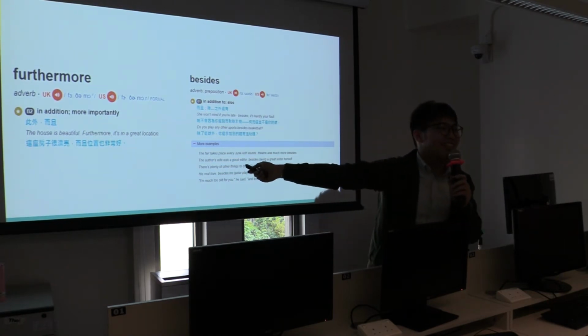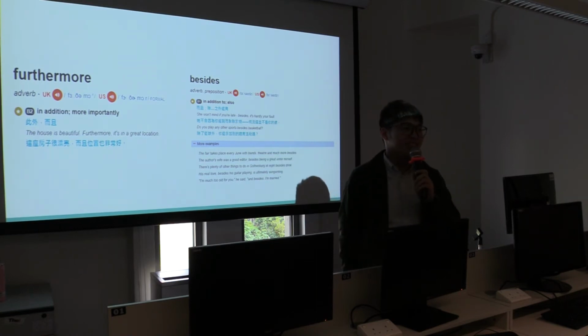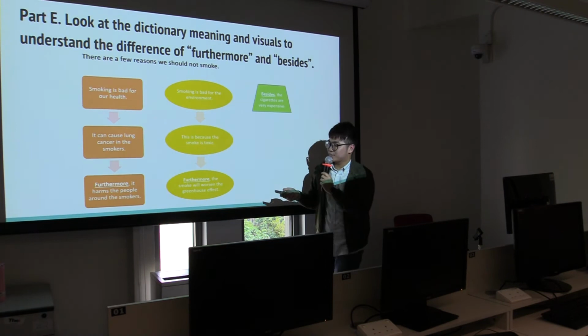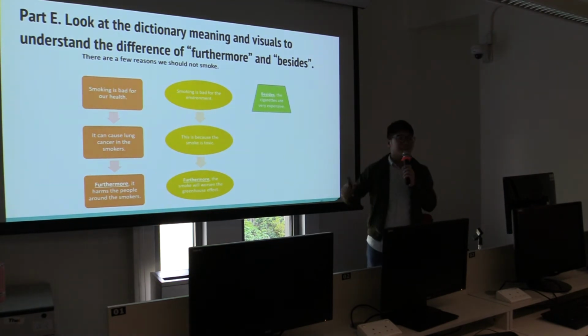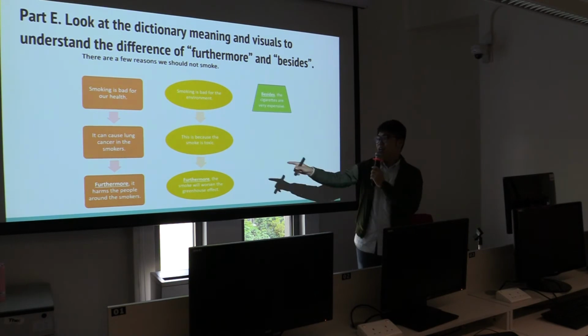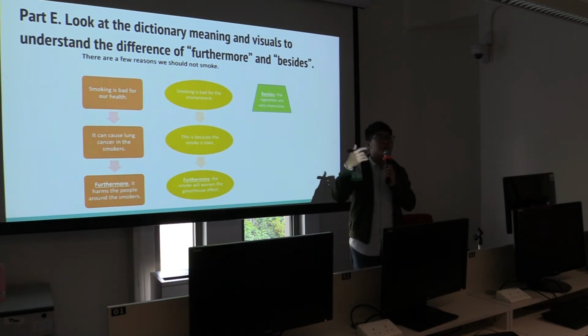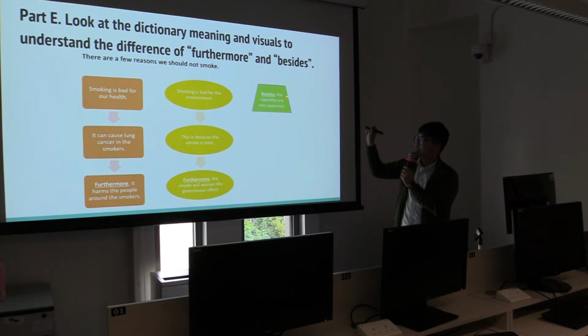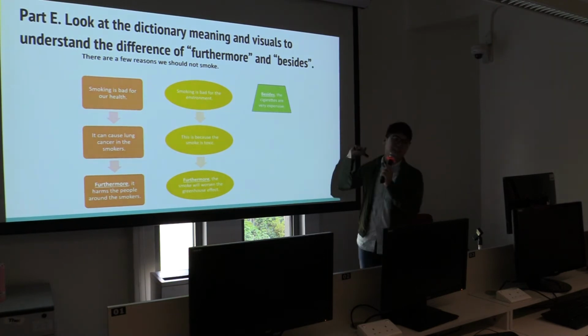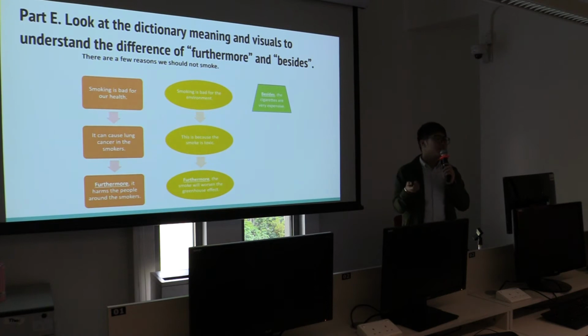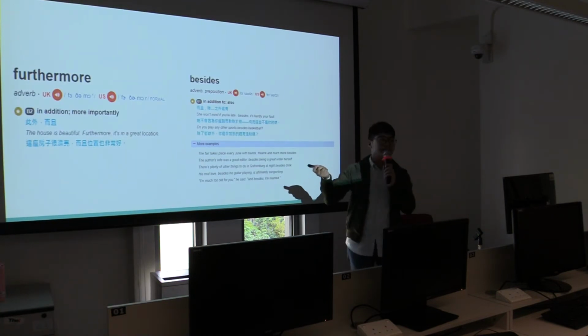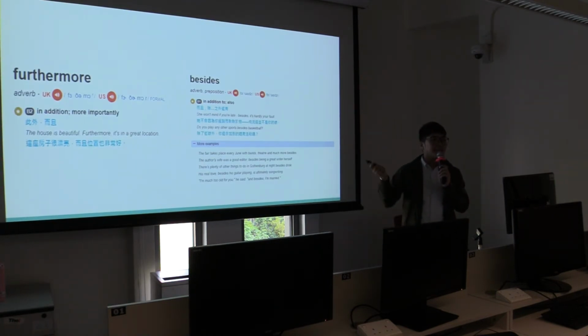Furthermore is used to add something more important. Just like in here, smoking can cause lung cancer in the smokers, and more importantly, it also affects the people around you. So that's why we should not smoke. But besides is just a minor argument, a not so important thing. For example, the cigarettes are expensive. It's a minor reason why we shouldn't smoke. So that is the first difference in terms of meaning for furthermore and besides. They both mean also or in addition, but furthermore is used when you add something more important to your own arguments.